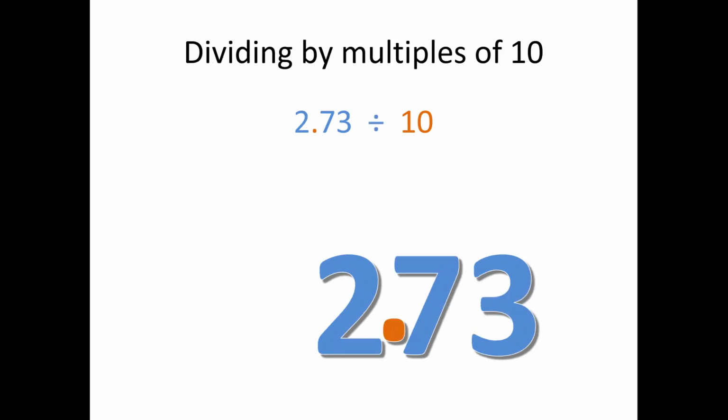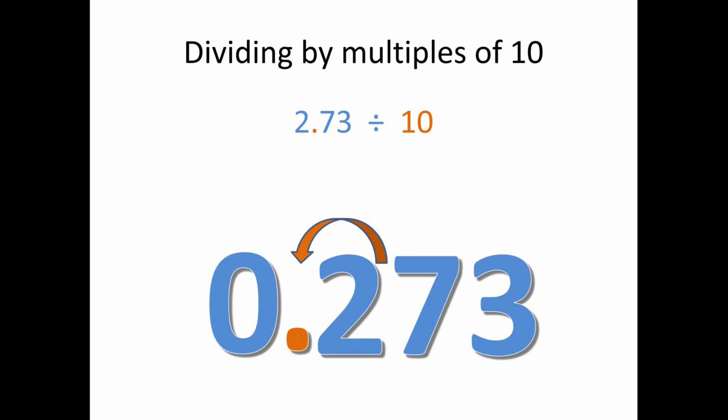Dividing by multiples of 10. So here I've got 2.73 and I'm going to divide by 10. So when I divide by 10, the number will get smaller. So I'm going to move it one place to the left. And that will give me 0.273. Now, in front of the decimal point, if the tenth is the biggest place value, I always write a 0. So that will give me 0.273.